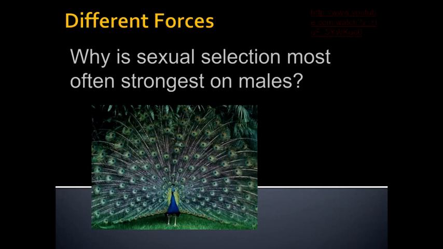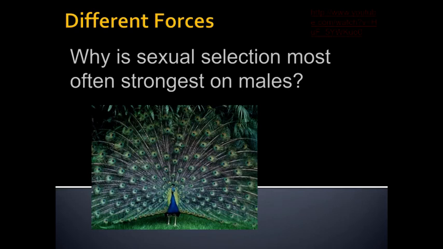And it has to do with the definition of what a male is. So in the last time we talked about this definition of males and females, where males are the sex that makes the small, very numerous gametes, and females make larger, more expensive gametes. And because of that, they can only make a few. So the maximum reproductive output for males is much higher.